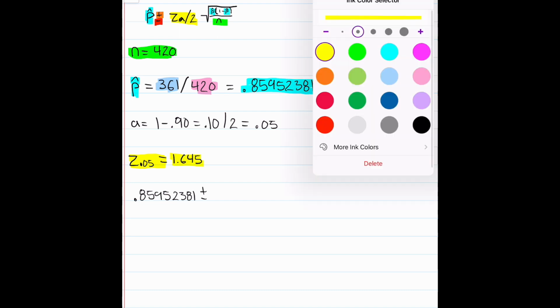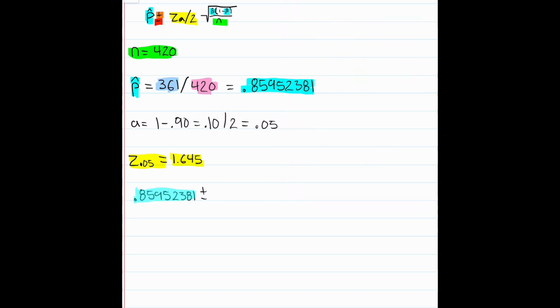And so now we're going to start filling out our equation. So we're going to put our p hat plus or minus the z of alpha. I'm going to try keeping everything highlighted just so you can see where everything's coming from and what it is. Take a minute to write this down.